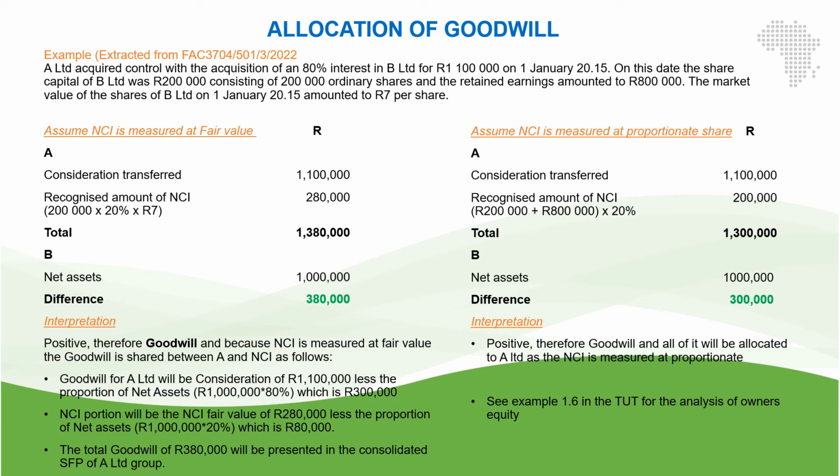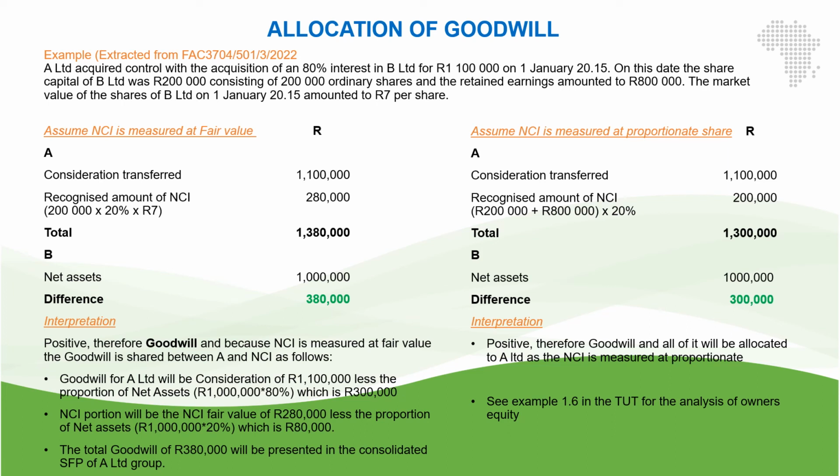Then 280 less 200, you are landing at 80,000. And therefore, if you take the portion of NCI goodwill and the A Limited goodwill, you're getting back to 380. That's 300 plus 80,000. And then the total goodwill of 380 will have to be presented in the consolidated statement of financial position of the A Limited group.